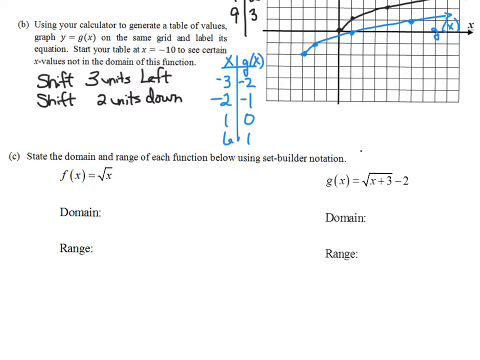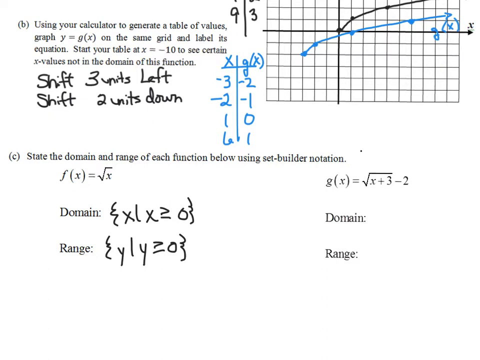So by examining either the graph or the table of values of the original function f of x equals the square root of x, I see that the domain is going to be in set builder notation x such that x is greater than or equal to 0. Its range is the set of all y's such that y is greater than or equal to 0. Notice that I'm including 0 in both the domain and the range because the function f of x started at the point 0, 0, so 0, 0 is part of the domain and the range.